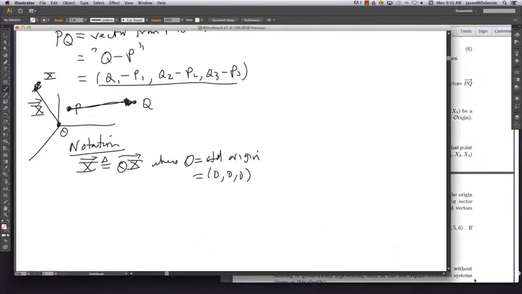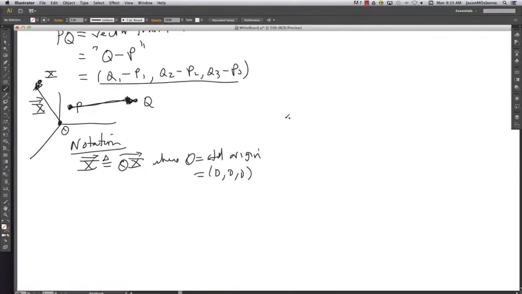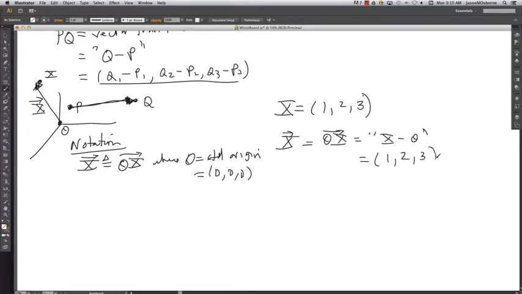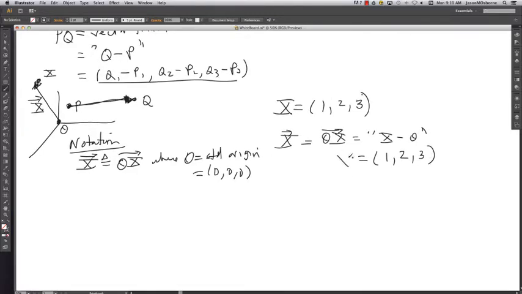So I guess a basic example here. Basic example is that if X is equal to the point 1, 2, 3, then the vector X is equal to the vector from the standard origin to X, which is otherwise known as X minus the standard origin, which, when you subtract those, you'll get 1, 2, 3. Okay? So there's your vector X.